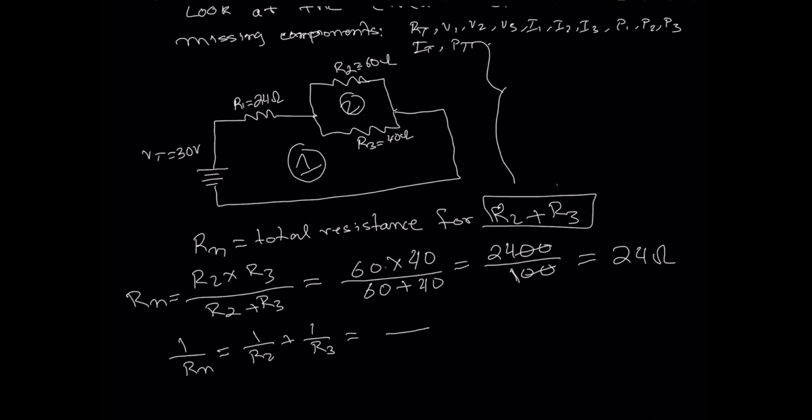So let's plug it in here the other way. R2 is 60 ohm, R3 is 40 ohm. Let's find the common denominator, the least common denominator here. That will be 2400. 2400 divided by 60 will give us 40, and 2400 divided by 40 will give us 60, times 1 will be 60. So that will be 100 divided by 2400.